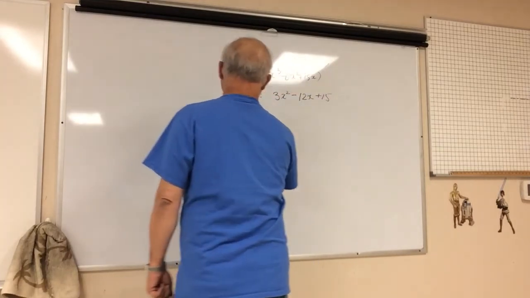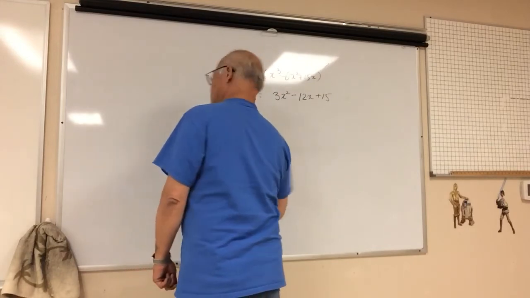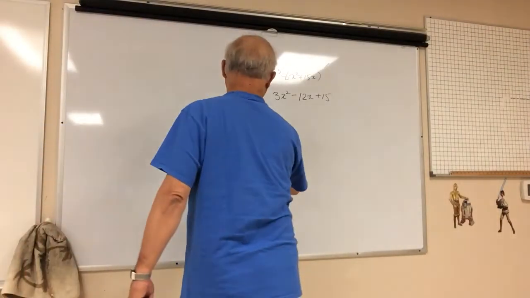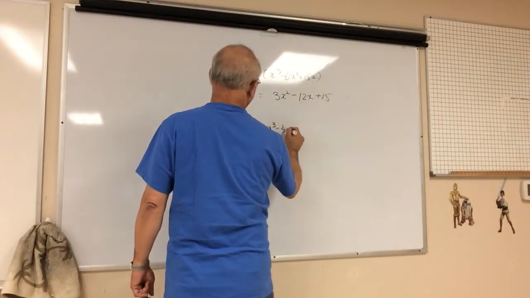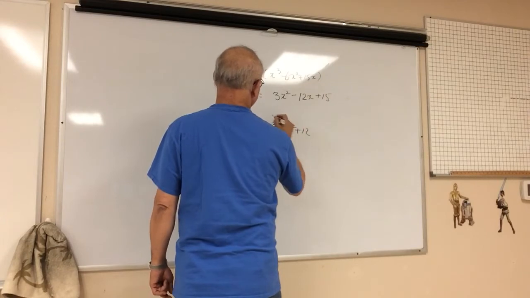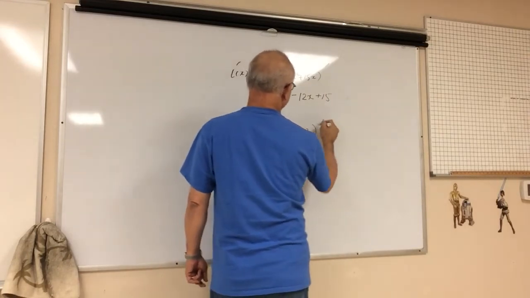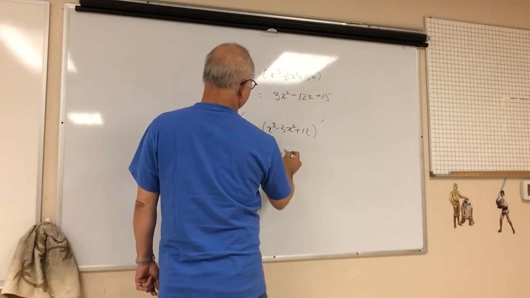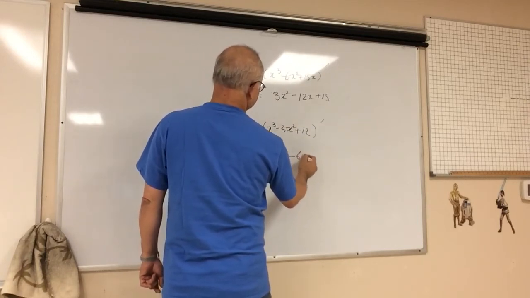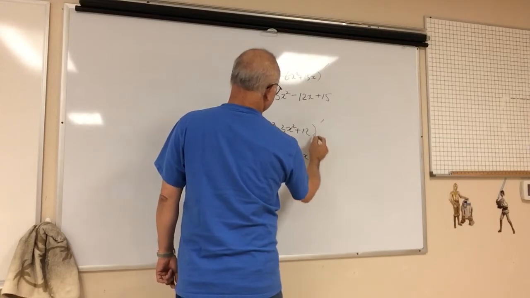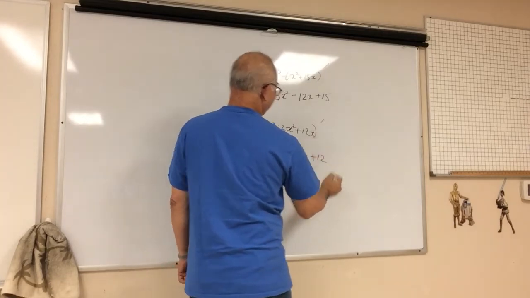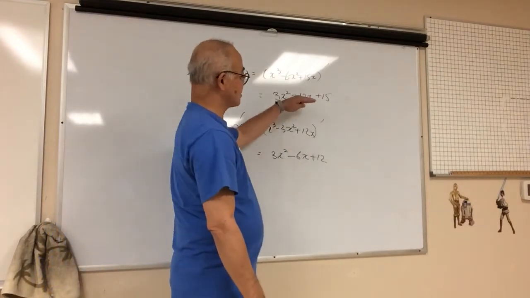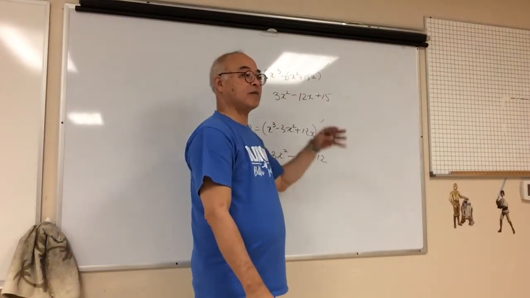R of x is equal to negative x cubed plus 3x squared plus 12x. If I take the derivative of this, you get negative 3x squared plus 6x plus 12. Right? And then I would set these equal to each other to find where I get the maximum profit.